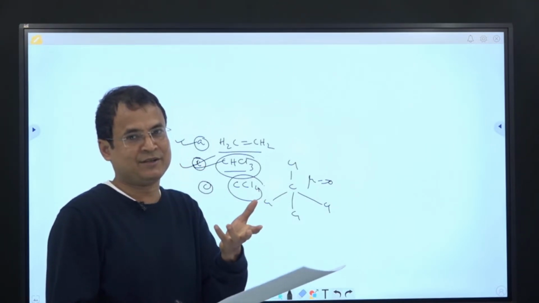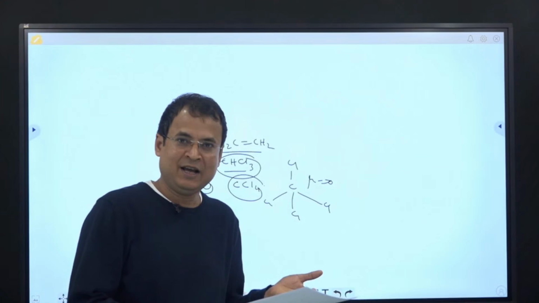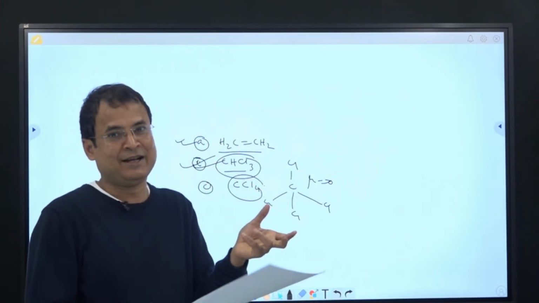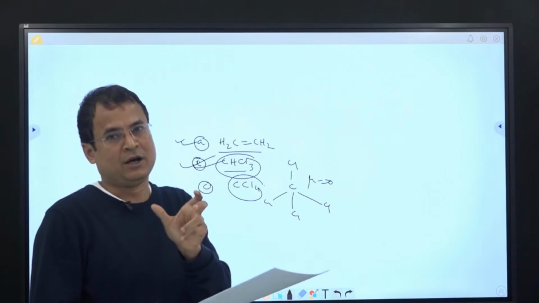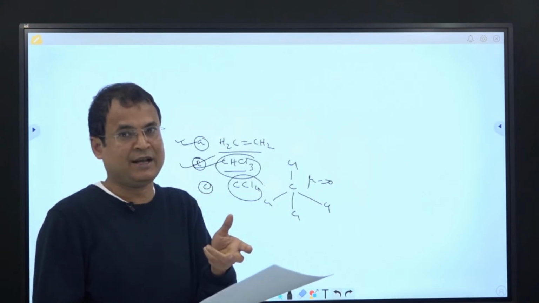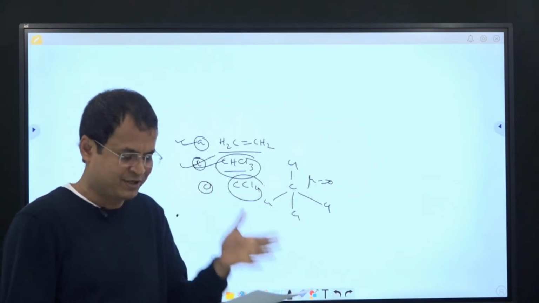JEE Main also asked what is the type of linkage present between two nucleotides. So very easy question, that should be phosphodiester linkage, and we know that between two monosaccharides there is glycosidic linkage, between two amino acids there is peptide linkage, between two nucleotides there is phosphodiester linkage. This is there in biomolecules, very simple question.